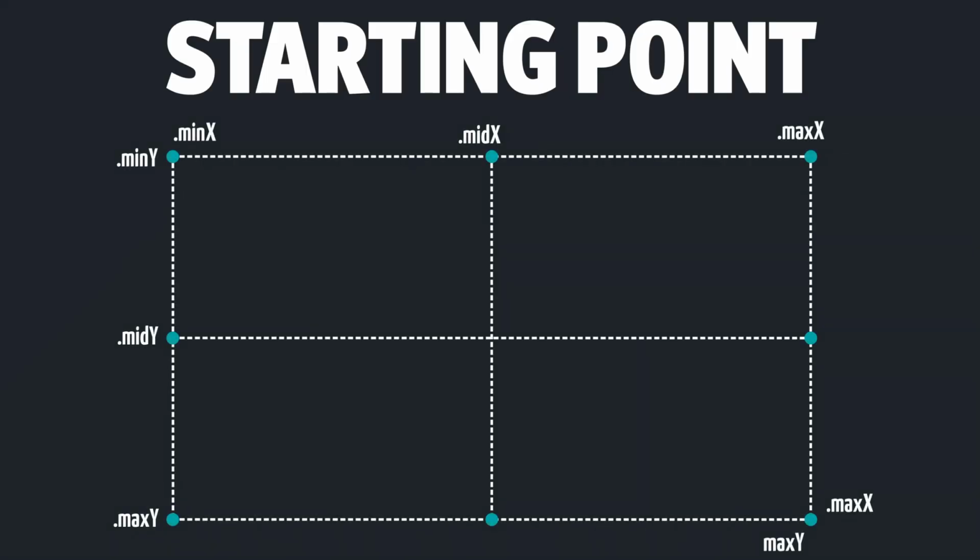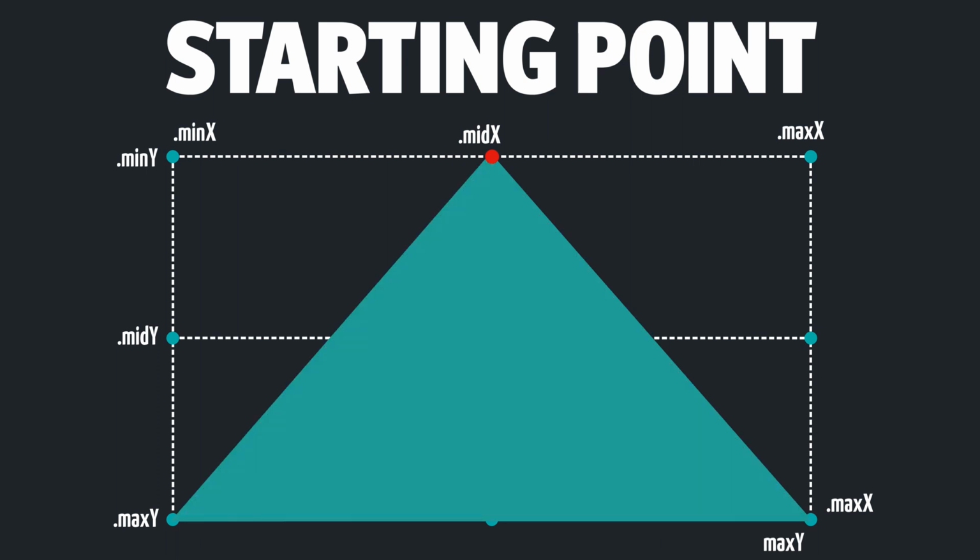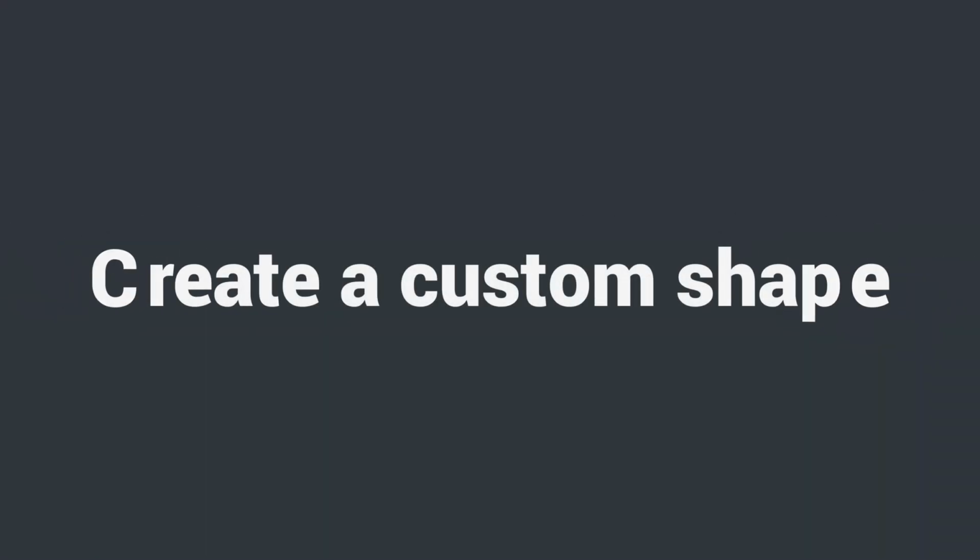Let's look at an example of how we want to draw our triangle shape. In SwiftUI, the starting point begins in the upper left-hand corner. For this shape, let's move our starting X point to mid-X and our Y to 0. We then want to add a line moving to each point until we get back to our starting point. Now that we've seen what to do, let's create a custom shape.